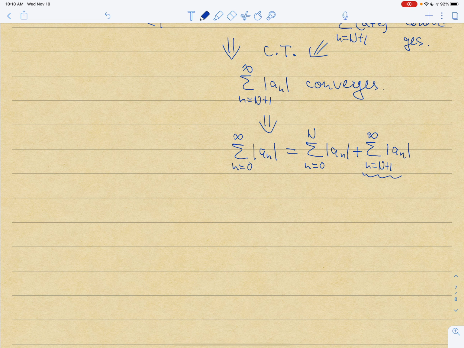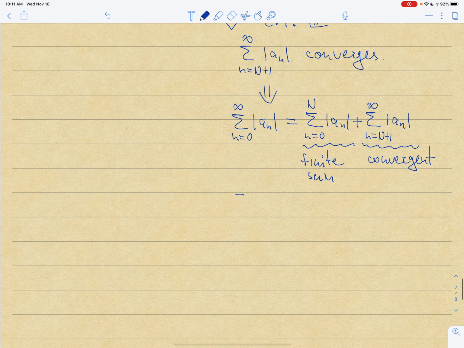So what do we know about this guy? This guy converges, right? This is a convergent series. We just proved it. And what do I know about the first term? Well, this is just a sum of finitely many numbers, so this would be a finite sum. So then what is this? That's a finite sum plus the sum of the convergent series, which is also a finite number. So the outcome is a finite number. And so the overall series converges, or the entire series converges.